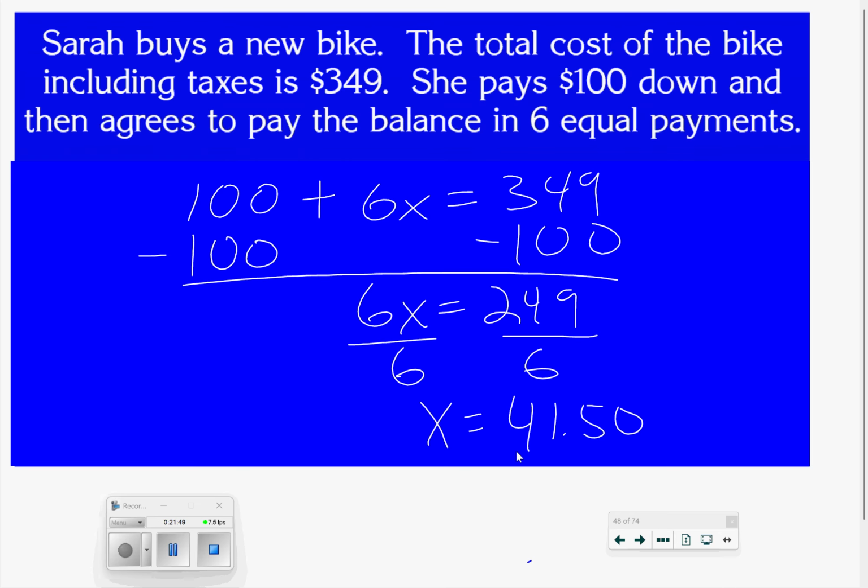Okay, the answer here is $41.50. So you can set up the equation with the big number on the left or on the right here. But I start off with $100 down. I'm doing 6 payments. I don't know how much they are, but there's 6 of them. And all together it has to add up to equal 349. So then I subtract 100 on both sides, bring down, I get 249, bring down the 6x, divide by 6, $41.50.